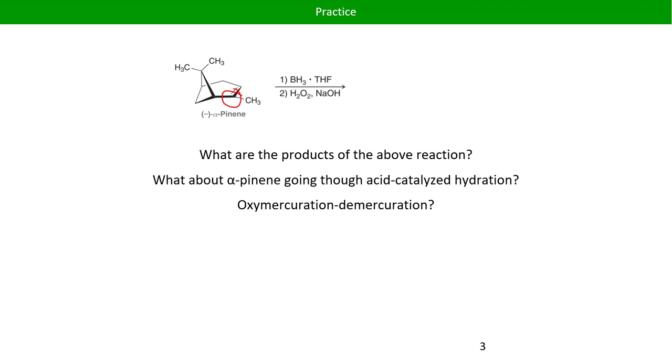Difference with oxymercuration, demercuration, the sterics will matter a little bit more because you have to add a mercury, which is a pretty giant atom. And so it's going to make sure that the mercury is going to be trans, so that we don't get those 1,3 diaxial interactions because the mercury gets added back here. The mercury could run into those 1,3 diaxial interactions if it's in the cis configuration, but not if it's in the trans configuration.